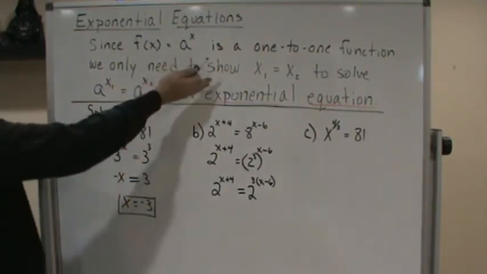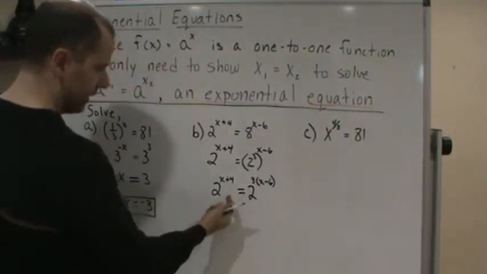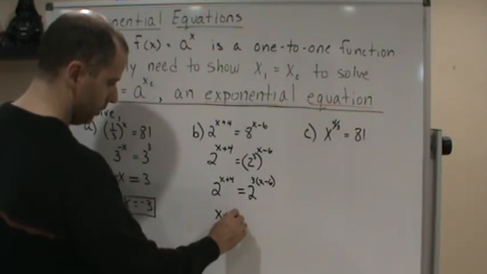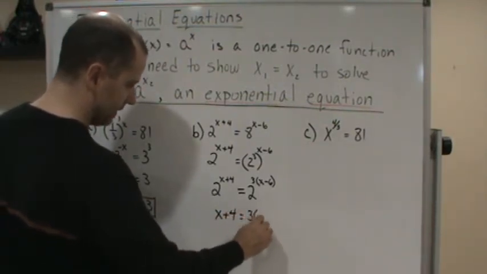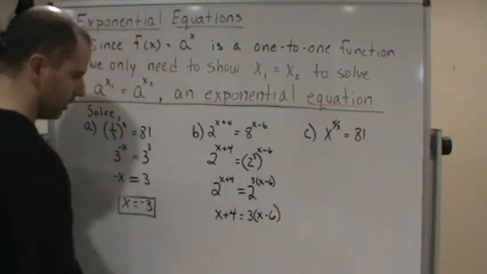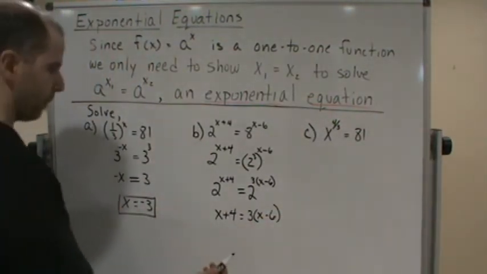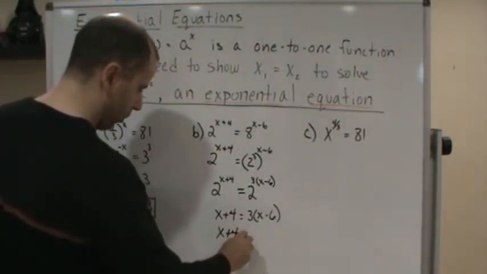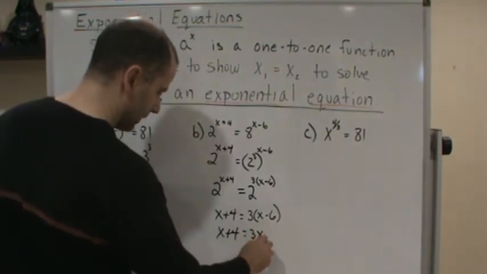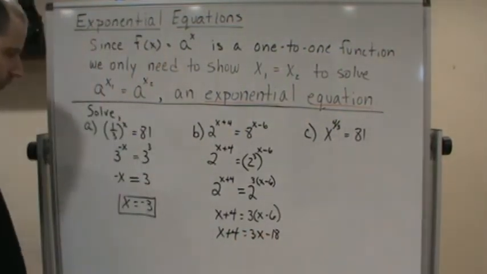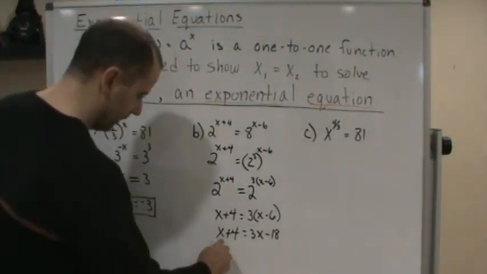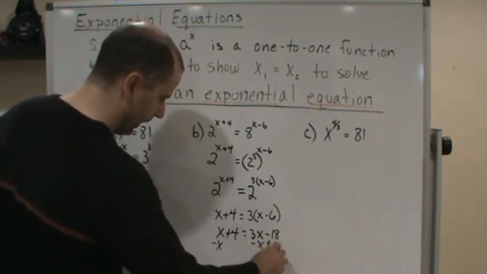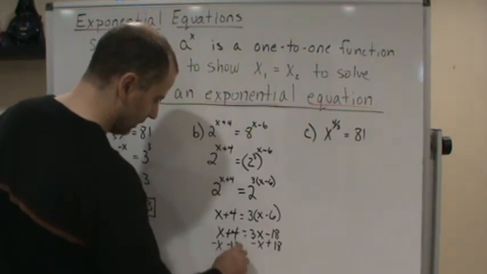Now I can use the property that I've talked about. Since I have the same base and they're equal, that means the exponents must also be equal. So now I get this equation. And so now I get to use the distributive property, combine like terms, and solve. So I get x plus 4 equals 3x minus 18. Okay? And if I subtract x from both sides, and I add 18 to both sides, what do I get?